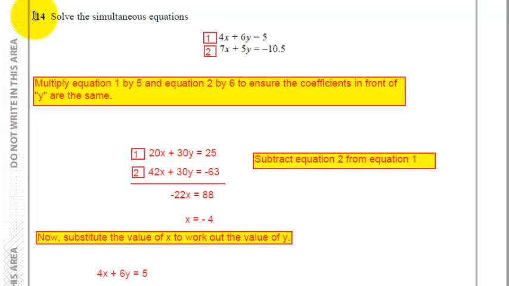Question 14. Solve the simultaneous equations 4x + 6y = 5 and 7x + 5y = -10.5.